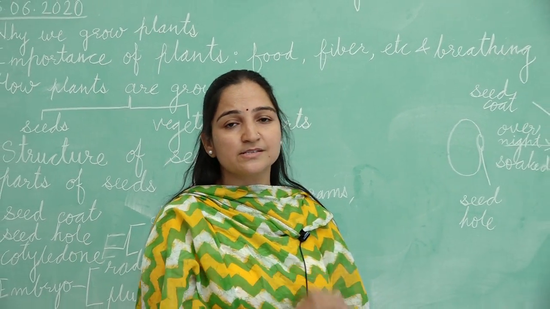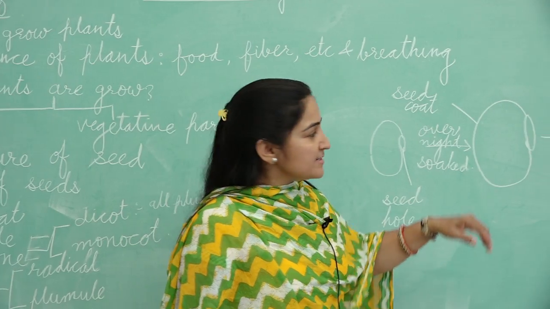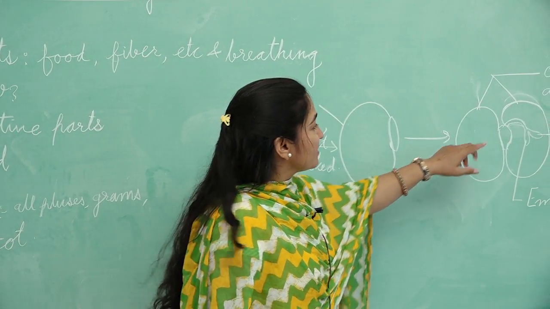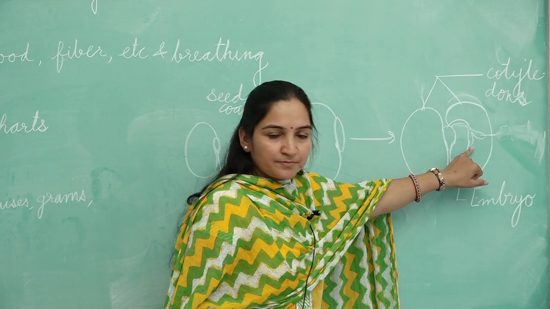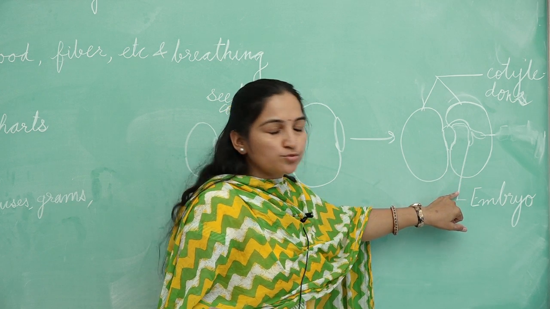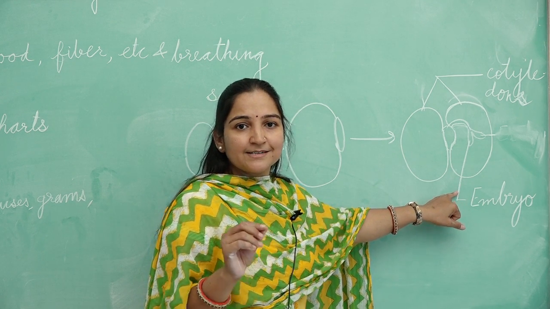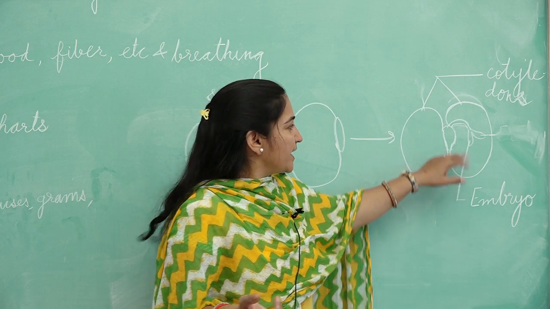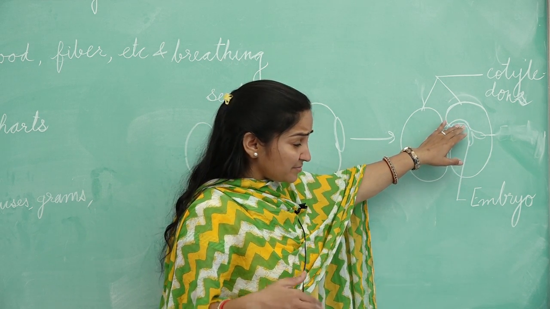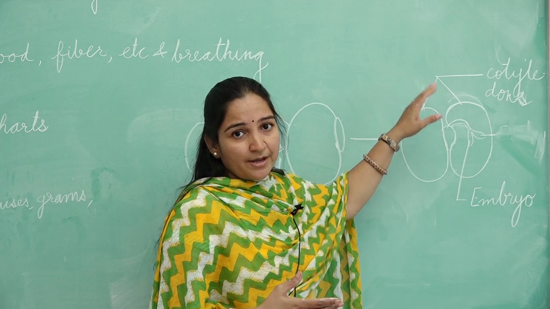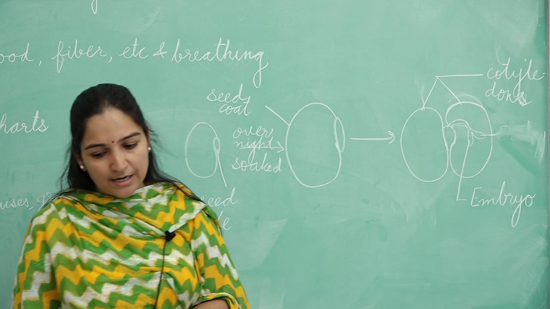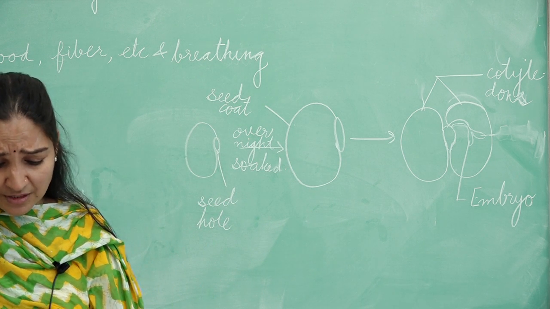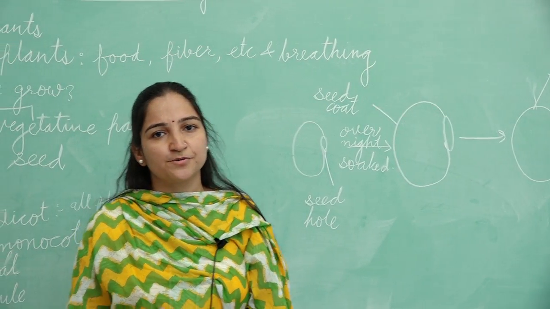Now this embryo has two parts: one is the radicle and the second is the plumule. We can see this diagram very clearly. This is the embryo. The lower part, called the radicle, develops into the root, and the plumule develops into the shoot portion, which grows upward to the sky, while the root grows downward into the earth. This is the structure of a seed.